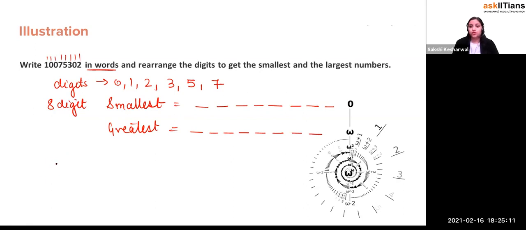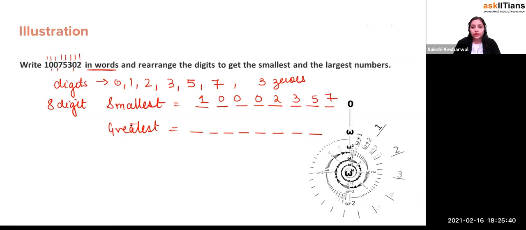Now don't get confused. Smallest will be what? Zero cannot be placed over here. And how many zeros are there? 1, 2, 3 zeros, right? You have to keep it in mind, you cannot put the zeros on the left-hand side. So you write one, and then 1, 2, 3 zeros, and then go in the ascending order: 2, 3, 5, 7. That's the smallest number, right?